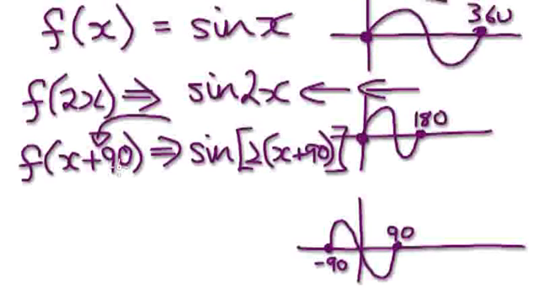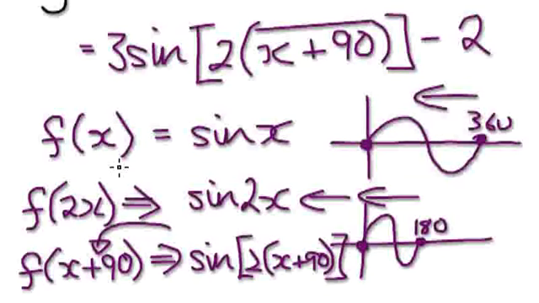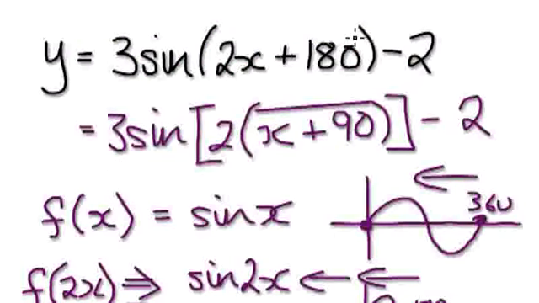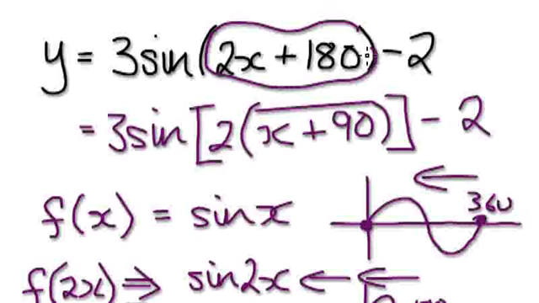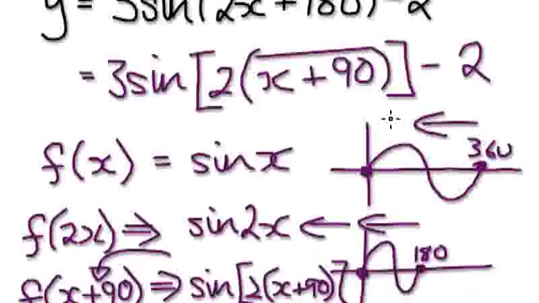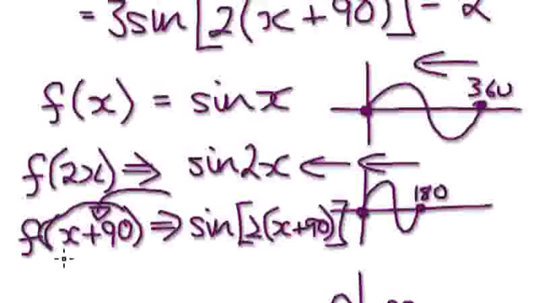That was the whole point of changing from here to here: it's just so that we can see this bit here. By seeing this bit, we know it's a horizontal translation in this direction. By looking at this, we can see it's a horizontal translation.